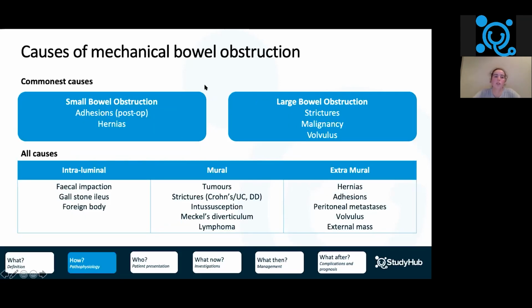Causes of mechanical bowel obstruction: if you take anything away from this, it's important to know that the key causes of small bowel obstruction are adhesions, usually scar tissue post-op, and hernias. For large bowel obstruction, it's strictures, malignancy, and volvulus. It's more common to have a sigmoid rather than a cecal volvulus. And then, as I mentioned, there are intraluminal, mural, and extramural causes. I'm not going to read all those out for you, but it's something to be aware of.